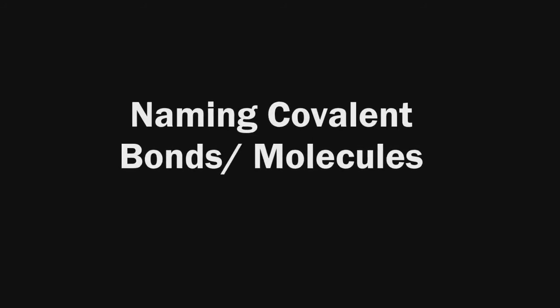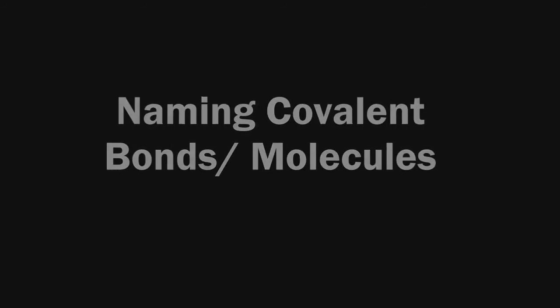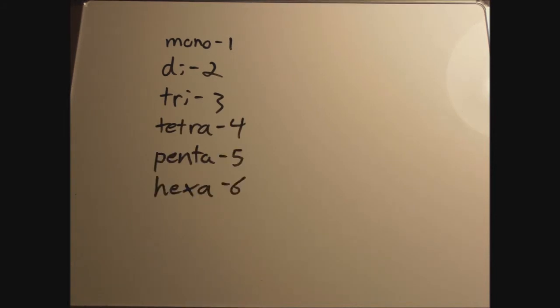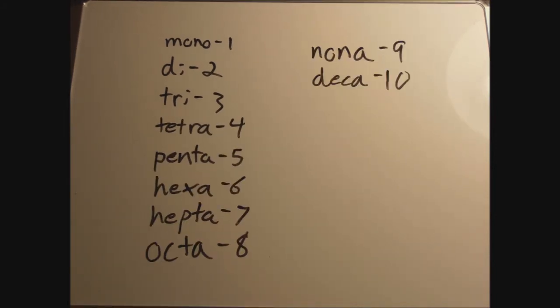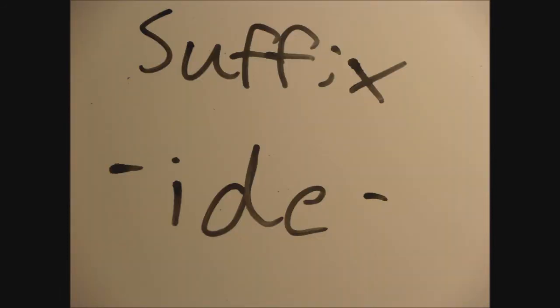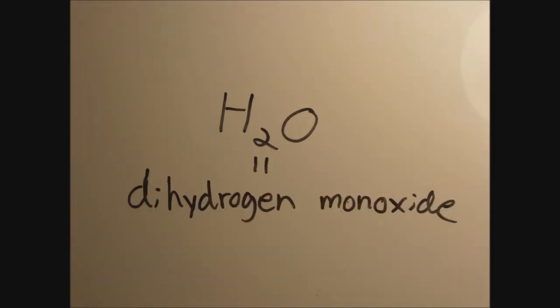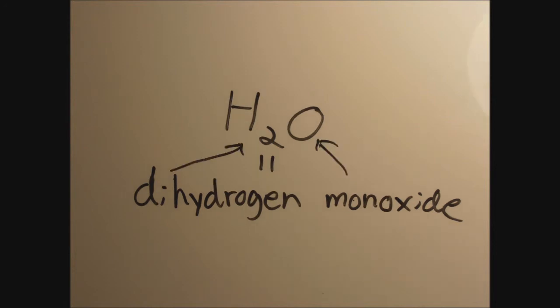And when we name these molecules or covalent bonds, there are rules. There must be a prefix: mono, di, tri, tetra, penta, hexa, hepta, octa, nona, and deca. But there still has to be the suffix -ide at the end of the second word. Take for example H2O. H2O equals dihydrogen monoxide. As you can see, the di represents the 2 and mono represents the 1 oxygen, and there's still the -ide at the end.